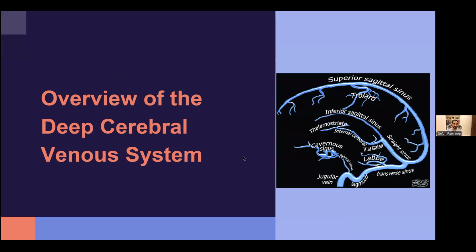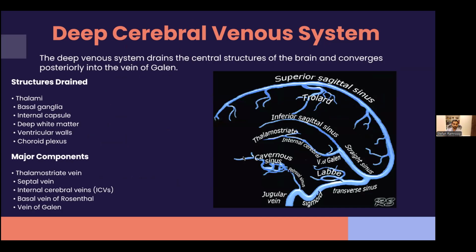Now we're just going to look at an overview of the deep cerebral venous system. The deep system drains the centrally located structures of the brain. These are functionally dense and bilaterally organized. This will include your thalami, basal ganglia, internal capsule, deep white matter, ventricular walls, and choroid plexus. Unlike your superficial system, which can demonstrate significant variability, the deep system tends to be more anatomically consistent and far less tolerant of injury if it happens.